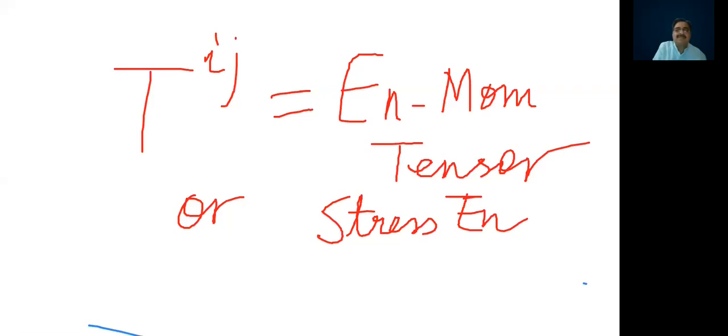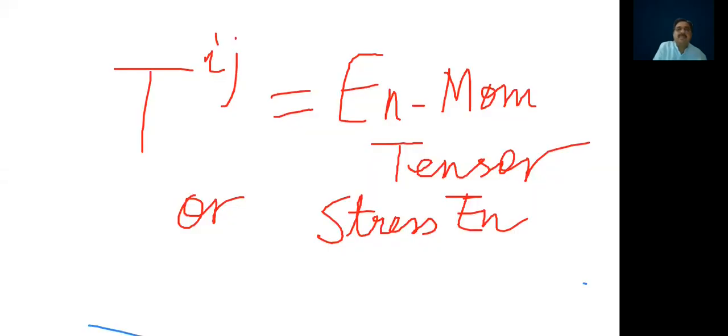Sir, in your slides, when you write the Hamiltonian as the integral of the Hamiltonian density d3x, how do you relate this expression to P0 equals theta 00 d0? Please explain again.